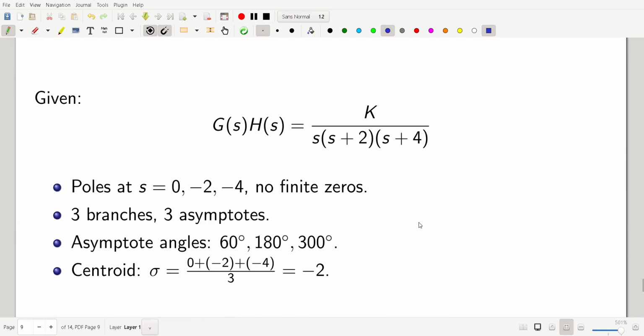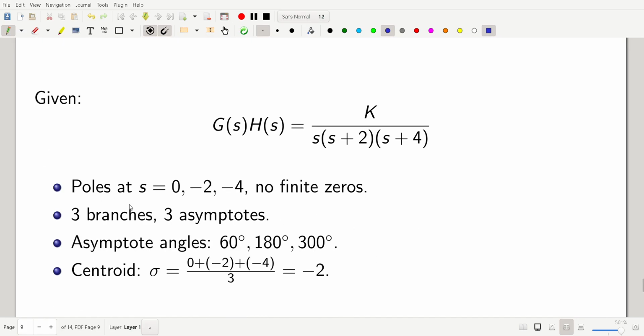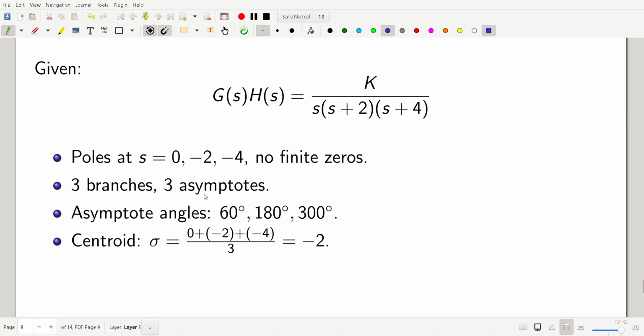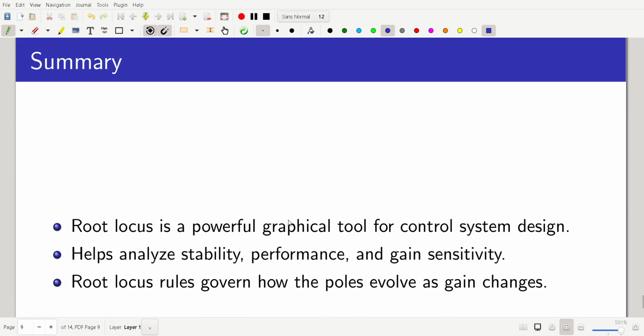So I'm just trying to explain here G(s)H(s), this open loop transfer function. It has three poles and no finite zero, okay. Three branches, because there is no zero: they start from the poles and terminate at zeros. Zeros are not there, so the zeros lie at infinity. That's why three asymptotes are applicable. So the asymptote angles we can find this way. And just as a summary, I am giving it here.